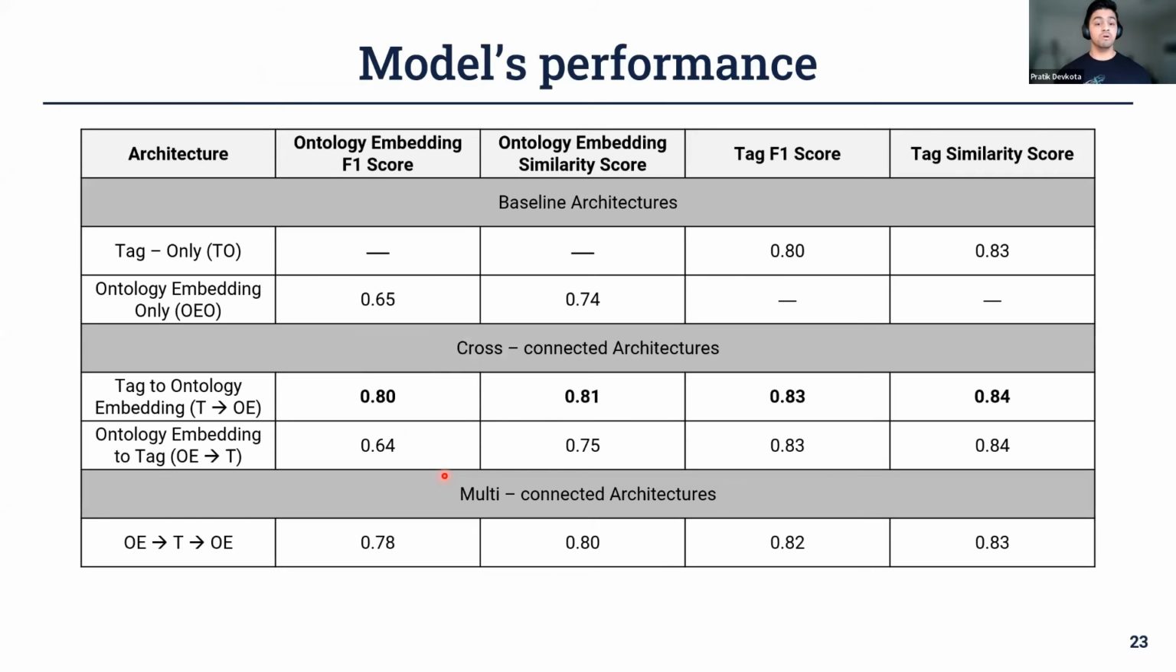Now, this is how our model performed with different architectures. Since there are two outputs involved, we have calculated F1 and semantic similarity score for both ontology embedding prediction and tag prediction. And we can clearly observe from the table that an addition of ontology embeddings have always improved the model performance over the baseline architectures in terms of tag F1 score and tag semantic similarity score. Moreover, we can also see that the cross connection of output gave the best result when the output of tag was fed as input to embedding output layer.